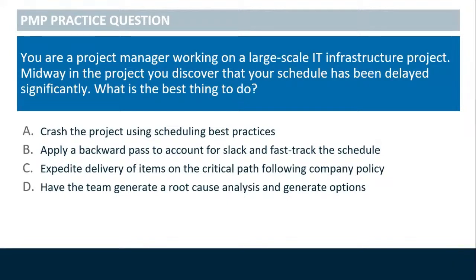Moving on to the next question. You are a project manager working on a large-scale IT infrastructure project. Midway in the project, you discover that your schedule has been delayed significantly. What is the best thing to do? A. Crash the project using scheduling best practices. B. Apply a backward pass to account for slack and fast track the schedule. C. Expedite delivery of items on the critical path following company policy. And D. Have the team generate a root cause analysis and generate options. The timer will begin.